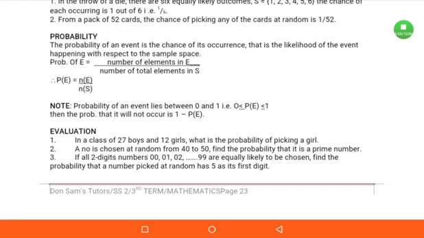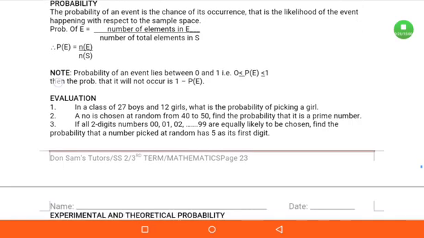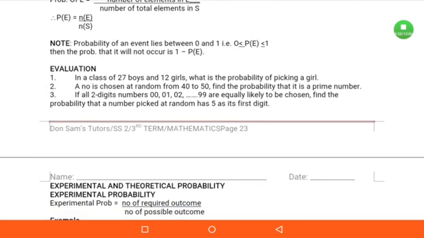It is the chance. For instance, you can define probability as n(E) over n(S), that is, the number of required elements or required outcomes over the number of all possible outcomes. Number of elements in E over the number of total elements in S. Some people say the probability is defined as the number of required outcomes or events over the total number of all possible outcomes. Note that the probability of an event lies between 0 and 1.